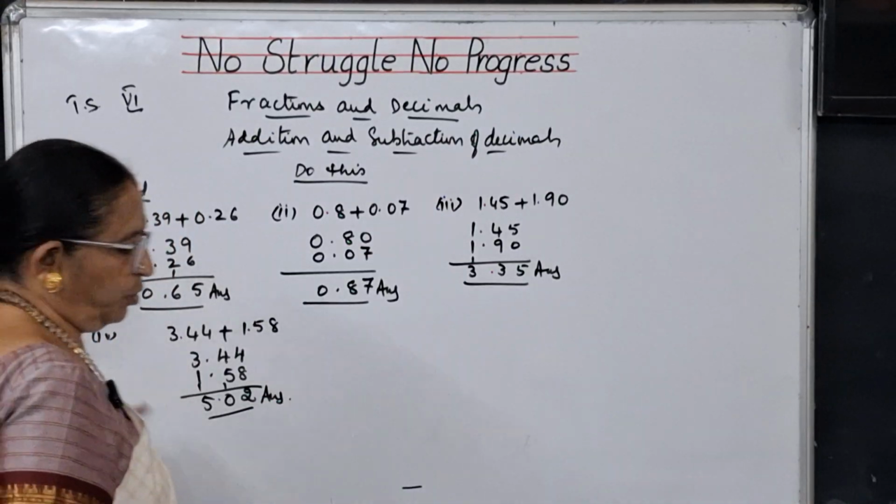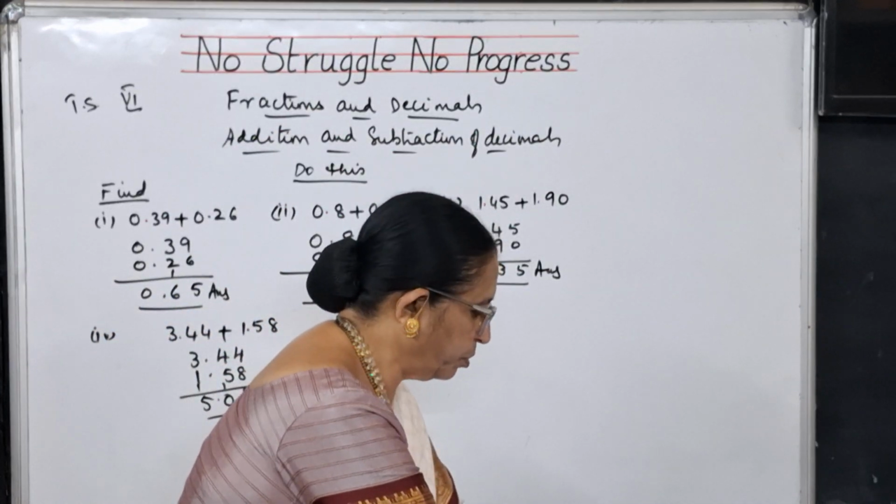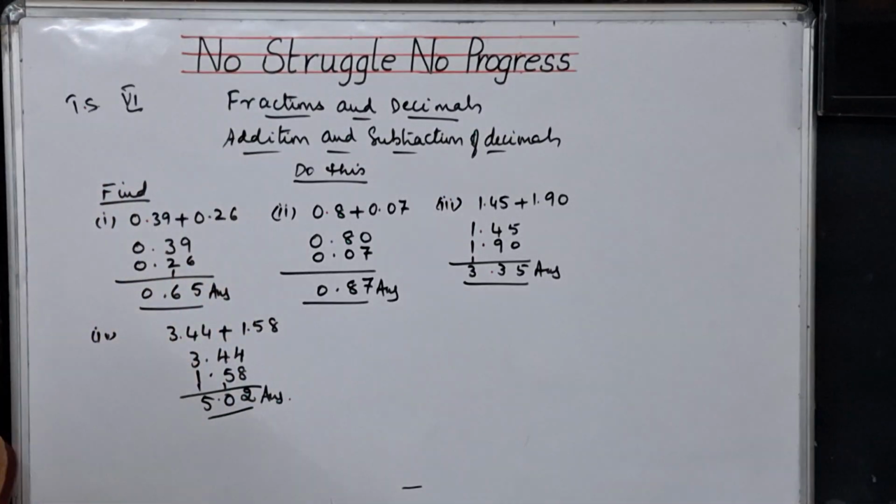So these are the do-this problems, children. 4 problems are there. Please copy.